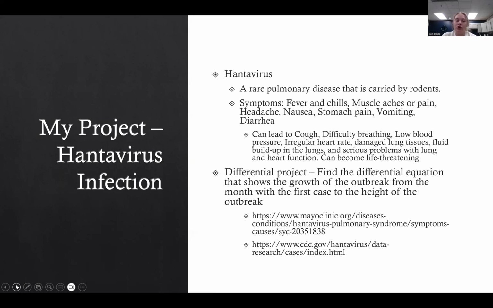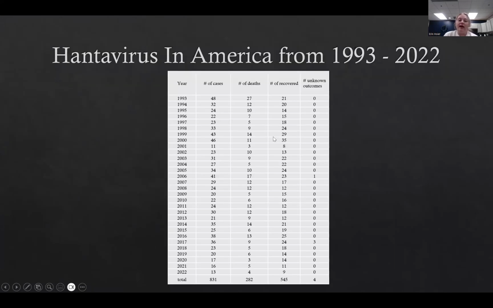For my differential project, I decided to find the differential equation that shows the growth of the outbreak from the original case, or the original month with the first case, to the height of the outbreak. So not the outbreak as a whole, but just that first increasing period of it. So here's the data of hantavirus cases in America from its discovery in 1993 to the latest outbreak in 2022.